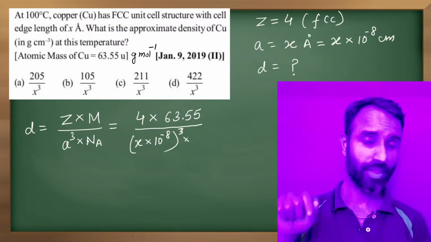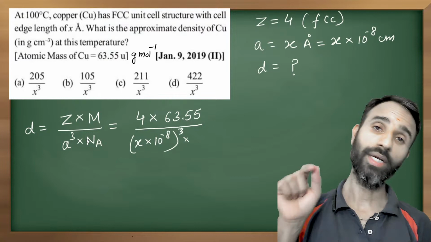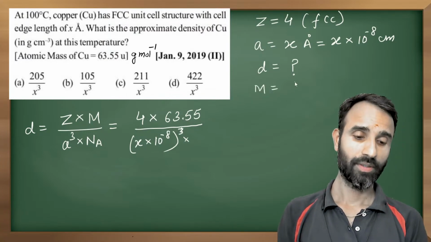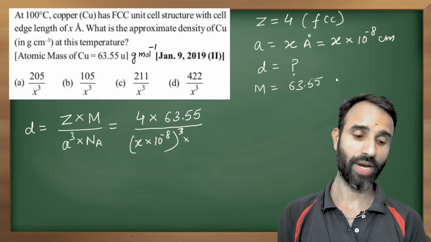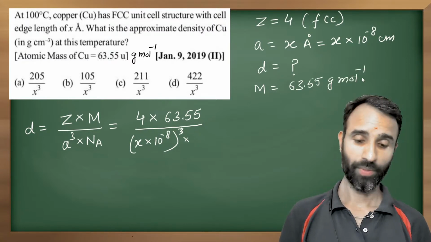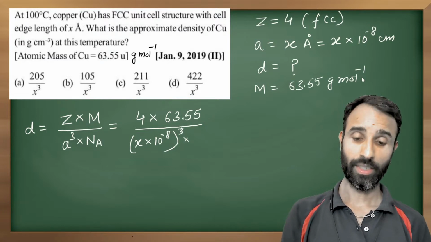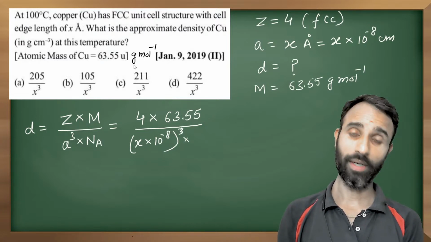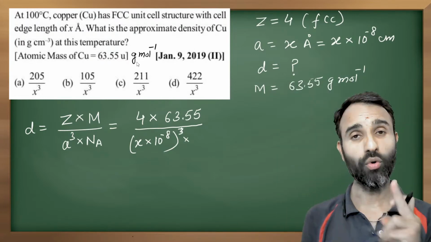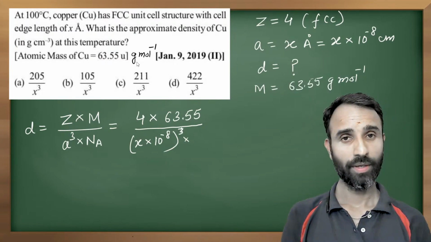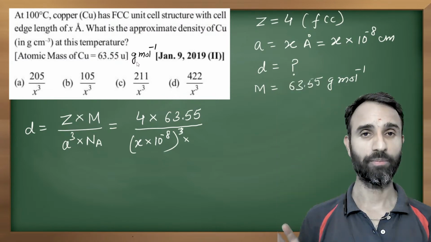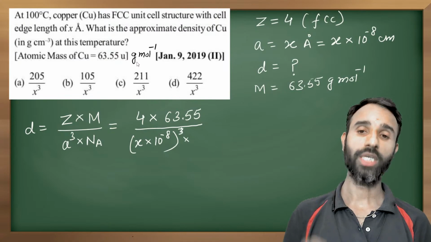Density in gram per centimeter cube, capital M in gram per mole, capital M is 63.55 gram per mole. Okay, and it is given in U, but I told you just now that U is for one atom, and for 1 mole it becomes gram per mole. Value remains same. Atomic mass expressed in U.